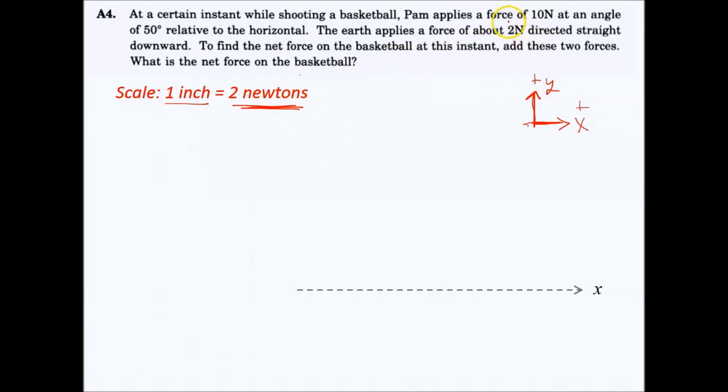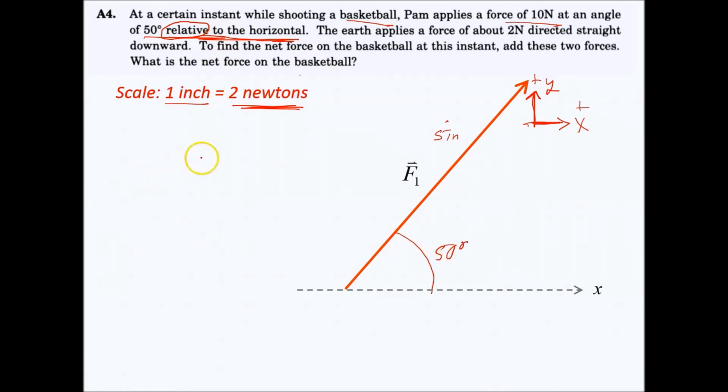Okay, so Pam, she's going to exert a force of 10 newtons at an angle of 50 degrees relative to the horizontal. Well, I know she's playing basketball, so I'm going to assume that means above the horizontal. So there's her push. Okay, so it's 10 newtons, so this should be 5 inches. And of course, how do I get this right angle? Well, I'm going to basically take out a protractor and I'm going to measure 50 degrees.